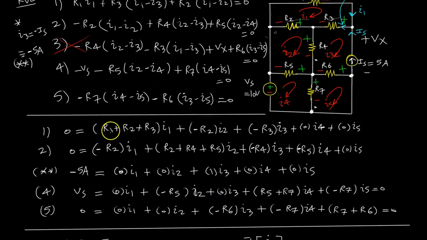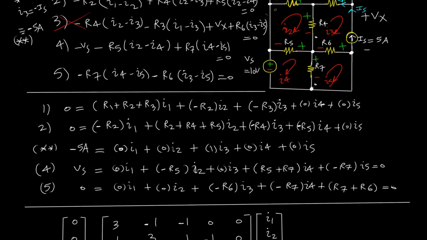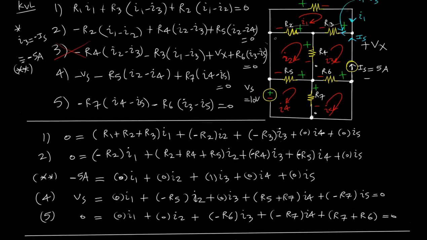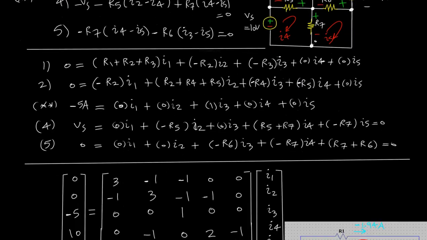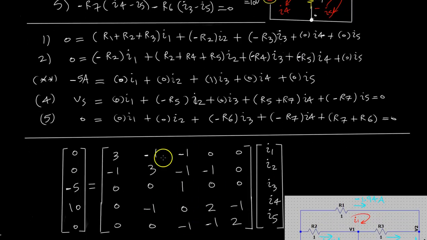Now recall that all the resistor values are 1 ohm, so that really simplifies our arithmetic. Another key point is that you can represent equation star star like this: negative 5 is equal to zeroing out every other variable except for I3, which gets a 1 multiplied by it. That's the linear algebra representation of that equation. Plugging everything in, we get this matrix.